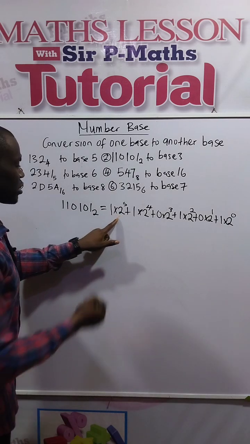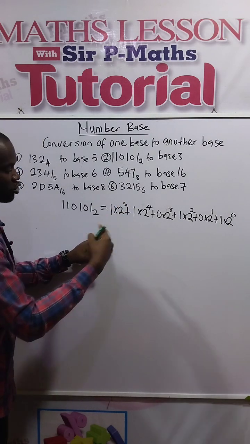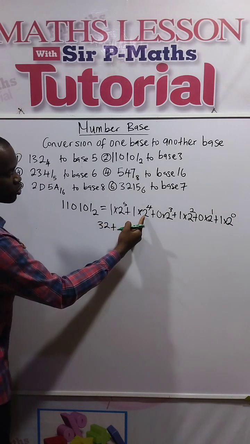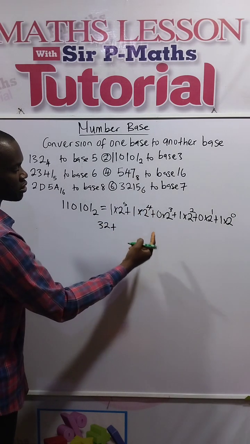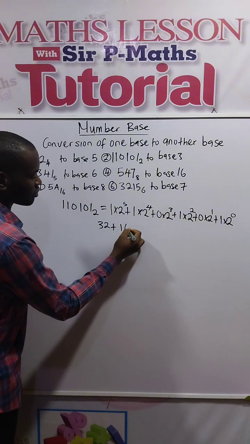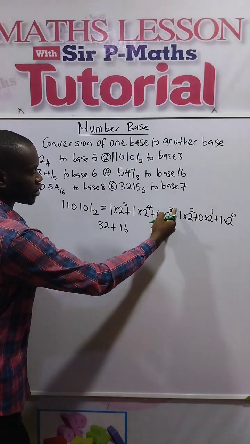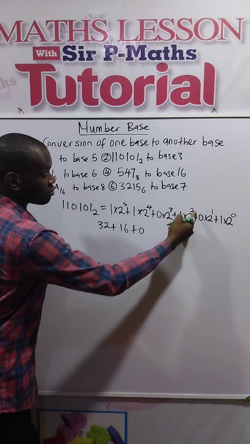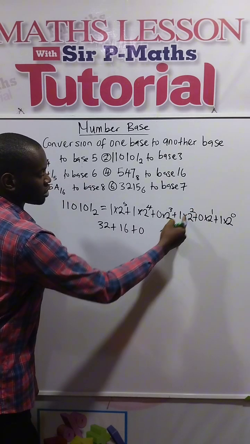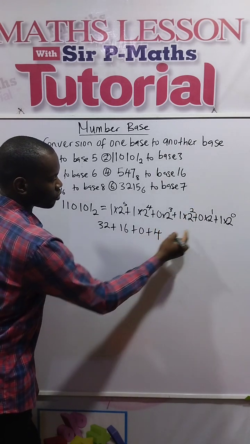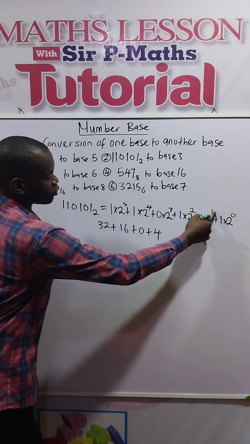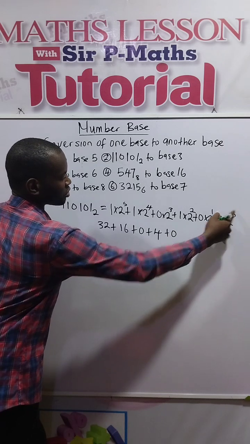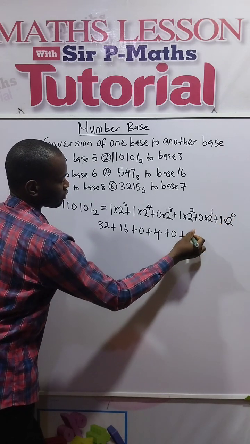Now let's start from here this time. 2 raised to the power 5 is 32. 32 times 1, we have 32. 2 raised to the power 4 is 16. 16 times 1, we have 16. 2 raised to the power 3 is 8. 8 times 0, we obtain 0. 2 raised to the power 2 is 4, times 1, we obtain 4. 2 raised to the power 1, we have 2. 2 times 0, that is 0. 2 raised to the power 0 is 1. 1 times 1, we have 1.